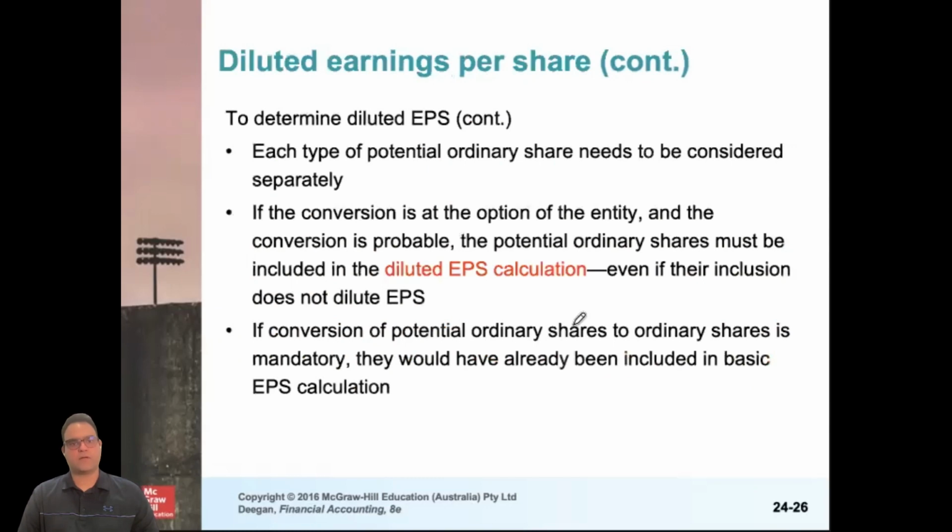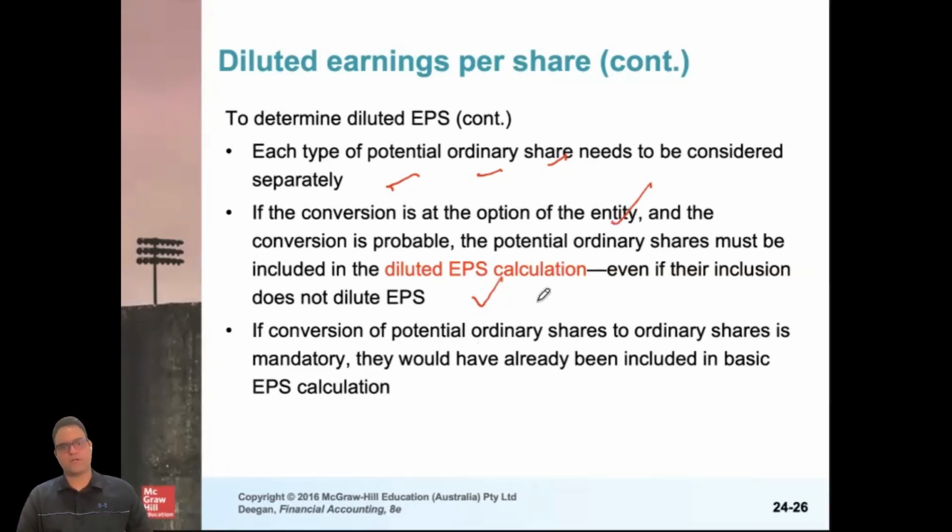Then they discuss that to determine a diluted EPS, you need to have potential ordinary shares, which in future can be convertible into paid ordinary shares. If the conversion is optional for the entity, the potential ordinary shares must be included in the diluted EPS calculations. Of course, the moment the ordinary shares and potential ordinary shares are added together, it increases the denominator, which will eventually reduce the value of EPS.